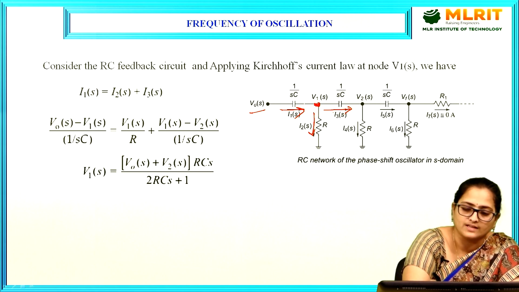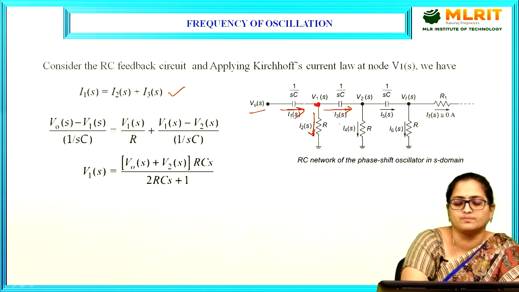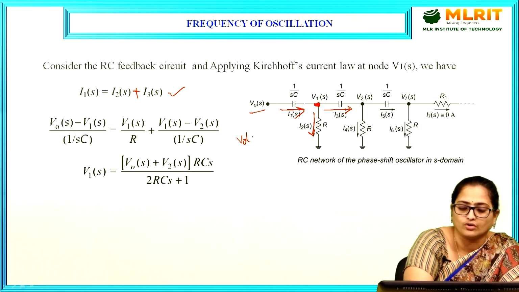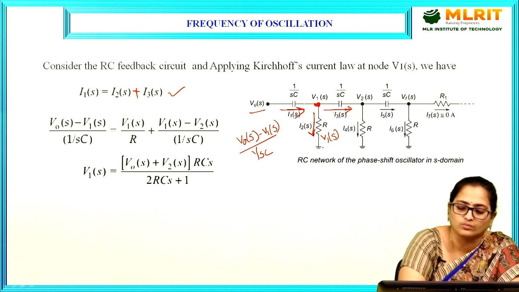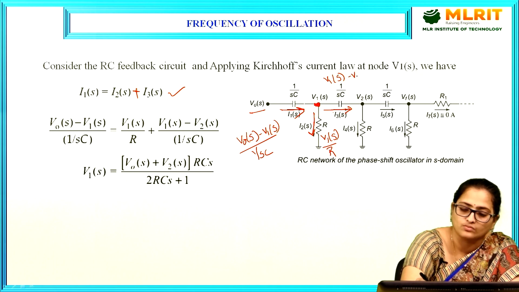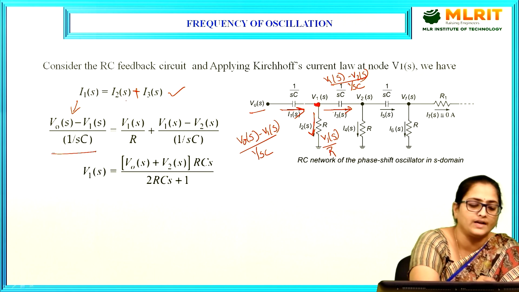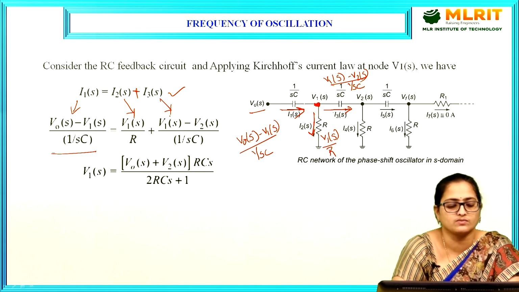So, if we apply KCL across the node V1(s), we can write I1(s) equals I2(s) plus I3(s), where I1(s) can be given as (V0(s) minus V1(s)) divided by 1/sC, and I2(s) can be given as V1(s) divided by R, and I3(s) can be given as (V1(s) minus V2(s)) divided by 1/sC.